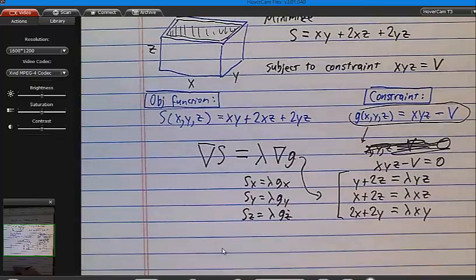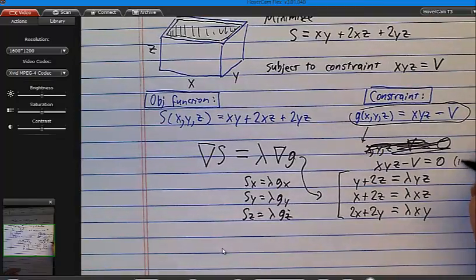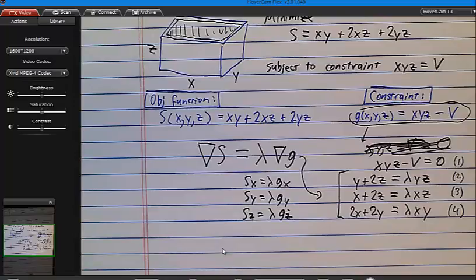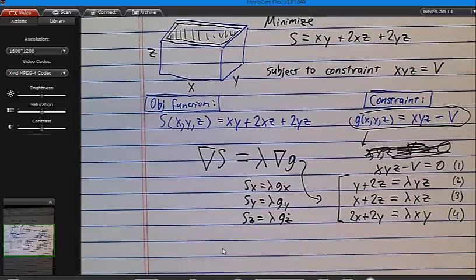So I guess I should number these. You guys see there's 4 equations, right? 1, 2, 3, 4 equations, and 4 unknowns. The 4 unknowns are x, y, z, and lambda. And so we should be able to solve for them.